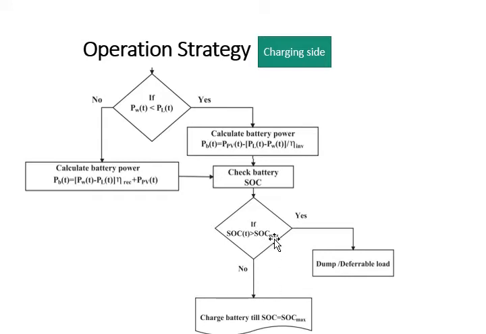So in that case, you will be charging the battery, and the total power will be supplied to that battery. If the total power is applied to the battery and the SOC will be greater than 100%, what you will do is set the SOC of the battery to the maximum, and the remaining power may be sent to the deferrable load.